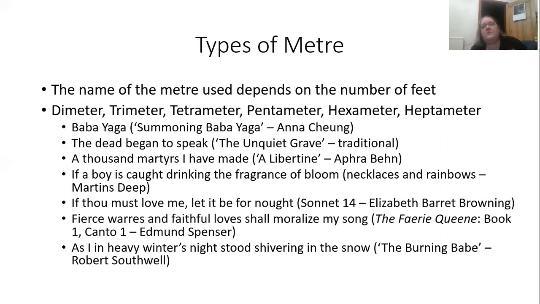I've got an example here of each of these types of meter. Most of them are duple meters. So this is a duple dimeter that we've got here. Baba Yaga. It's got 2 feet of 2 syllables each. Baba Yaga. Now the easiest way to work out the number of feet is to do some counting of syllables.